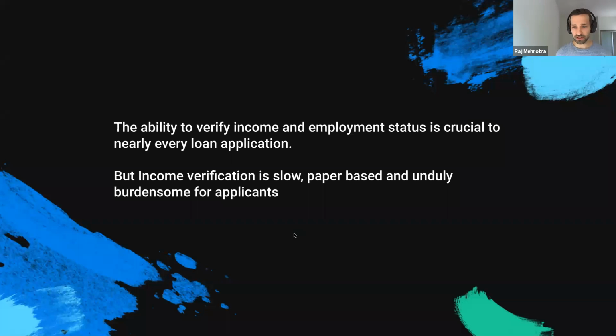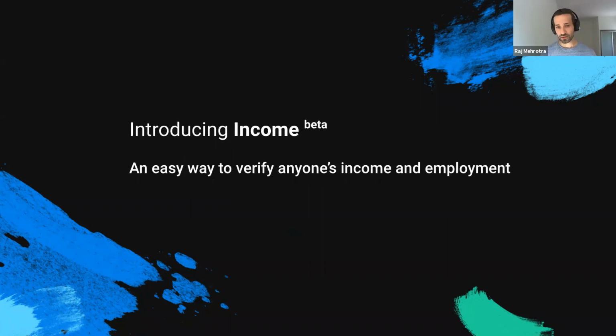Cool. So diving in, we spent a lot of time talking to you, our customers, and we've heard that income verification and employment verification are critical to nearly every loan application, but that the process today is slow and cumbersome and can be tricky to get through, which can often lead to frustration from users and ultimately abandonment. So with that in mind, we wanted to build an income product that was fast, simple, easy, and provides the information that you need.